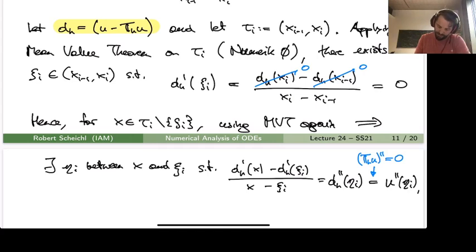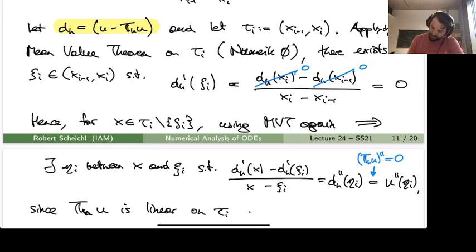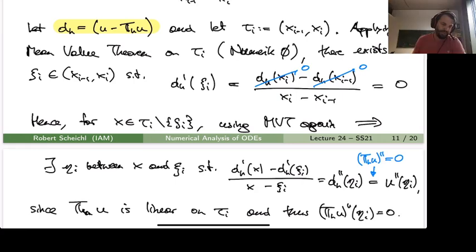Since Pi_h u is linear on tau_i, and thus Pi_h u double primed of eta_i has to be equal to 0. So what have we shown?